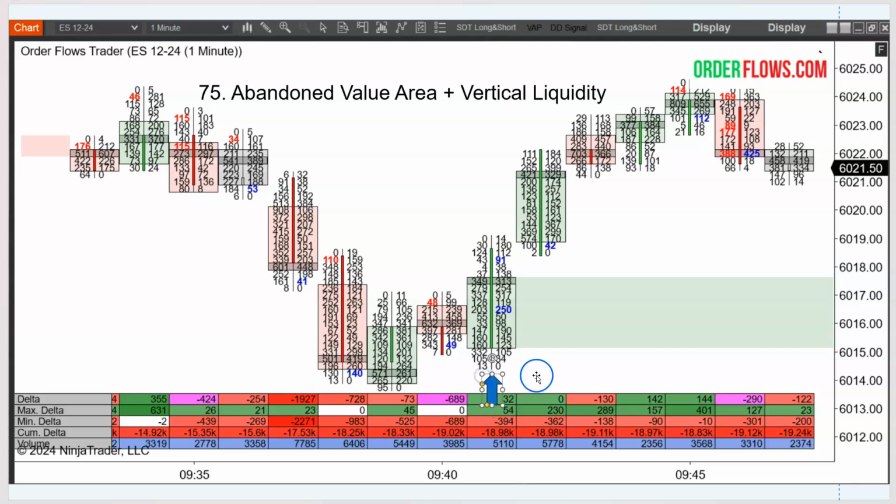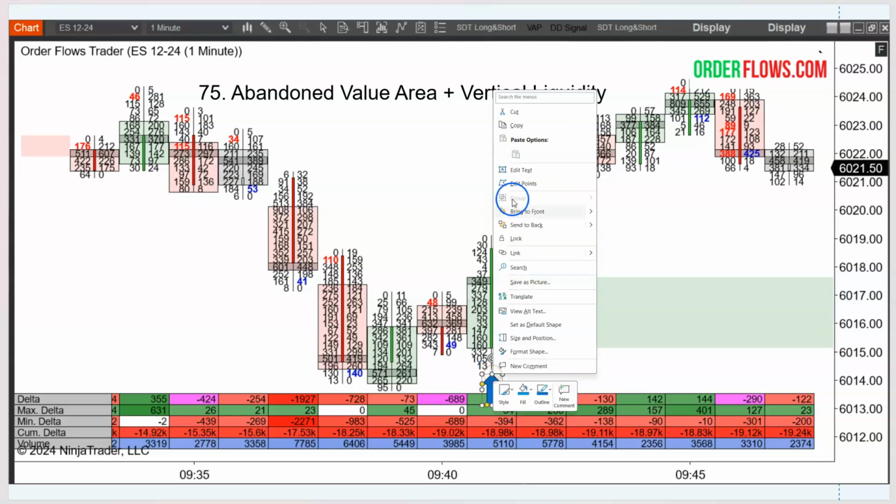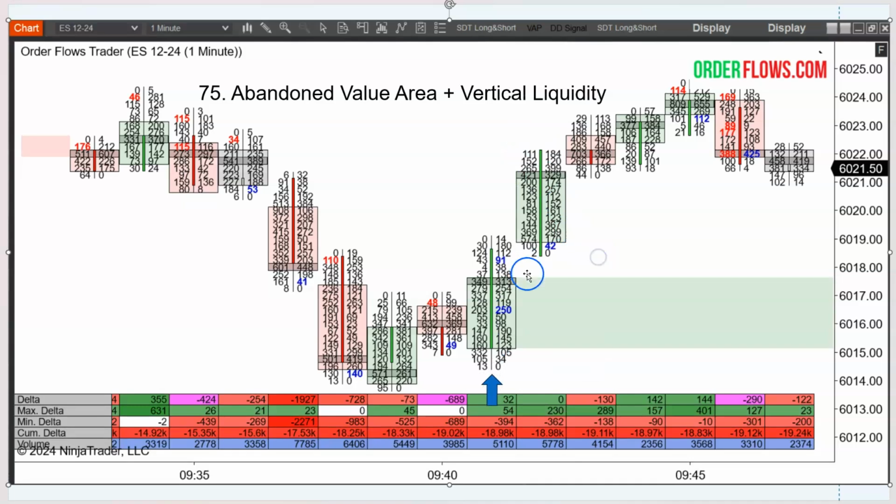Okay, so I know that I have this abandoned value area here because it's not traded in the next bar, and it's getting through some very decent size in this bar that has the abandoned value area: the 317, the 254, the 313. Vertical liquidity is like stacked heavy volume in a bar. Think of it that way.